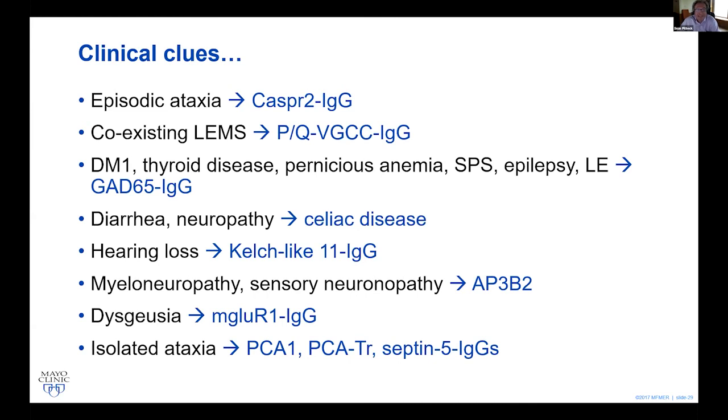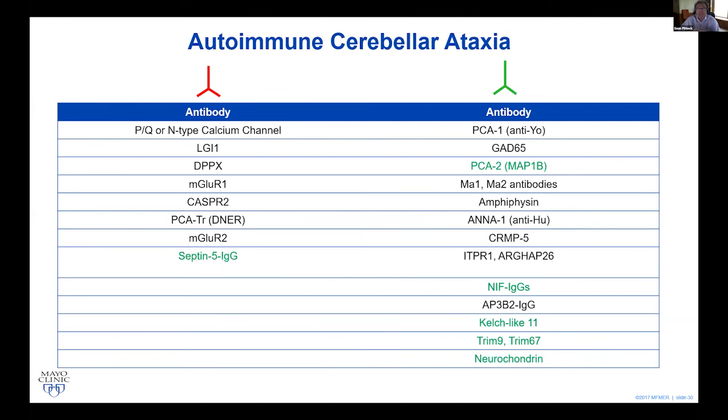If they have isolated ataxia, then you're thinking more of the Yo, the PCA1, the PCA-Tr, which is associated with Hodgkin's lymphoma, and then the septin-5 that we've discussed. And you can see that the evaluation is growing. So if a patient comes in with an ataxia, you've got to think about doing a comprehensive profile, because as you see, these antibodies tell you very, very different things about not only the etiology, but also the underlying tumor, the types of treatment you should use, and the outcome.